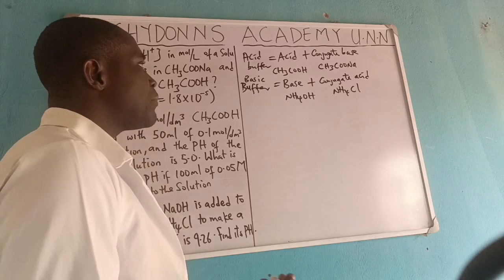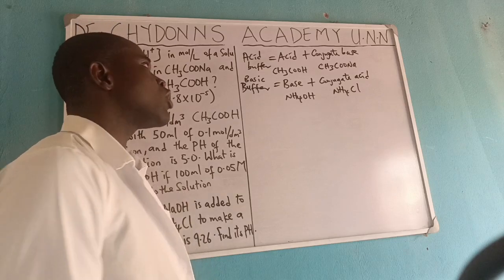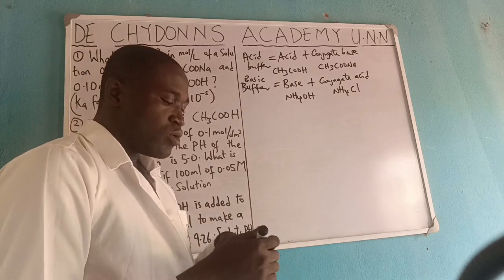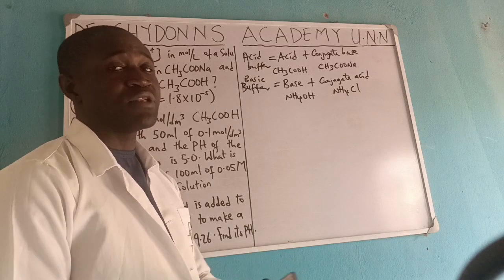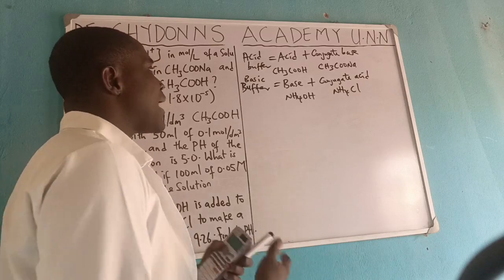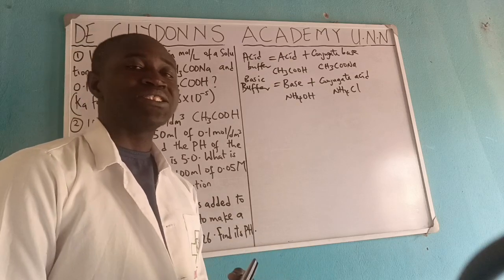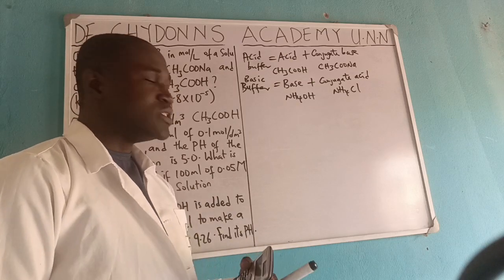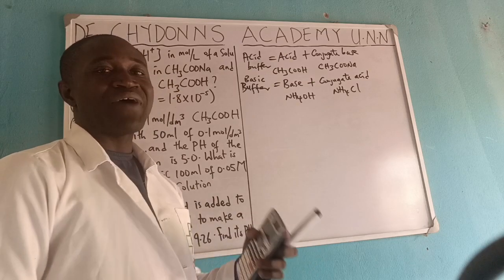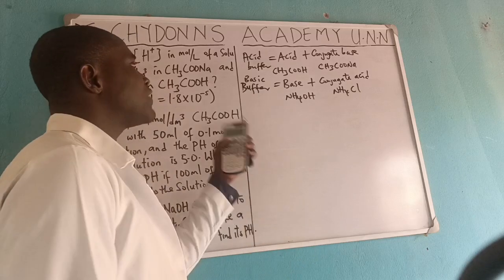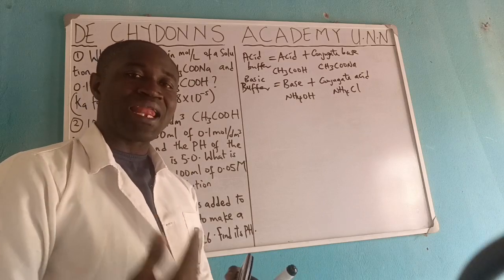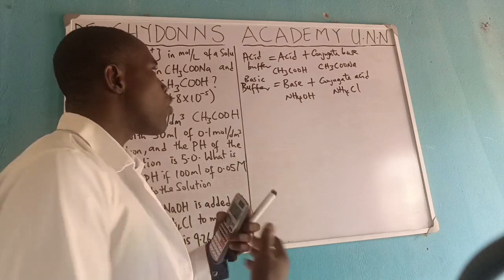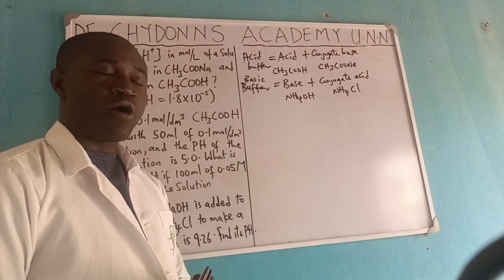Now, it's important that when you are solving questions on buffer, a likely question you can be seeing is pH. Find the pH of this buffer. What do we mean by pH of a buffer? It means the measure of the degree of acidity or alkalinity of that buffer. We'll call it pH of that buffer.